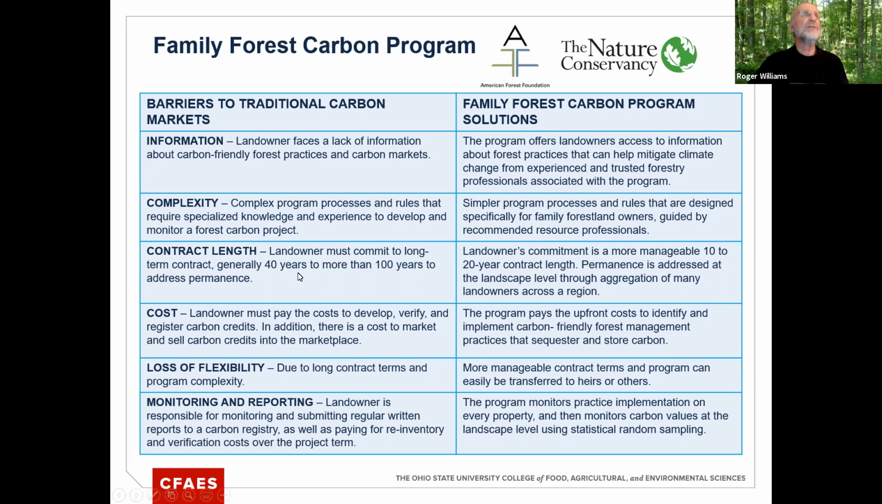Now, probably one of the important things here is contract length, right? What normally is an obstacle for small woodlot owners to get into the carbon offset program is the contract length. Landowners often must commit to a long-term contract, generally 40 years to more than 100 years, depending on which standard you are using, right? But this program enables a more manageable 10 to 20-year contract length.